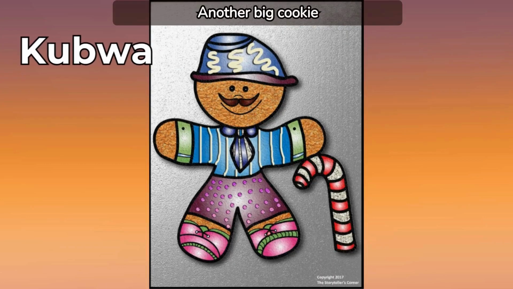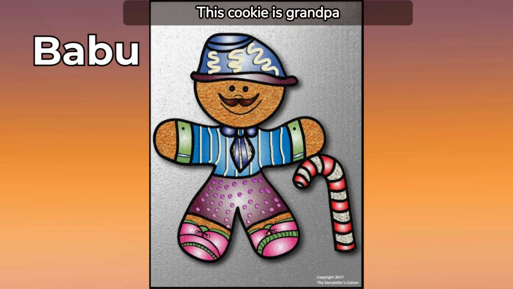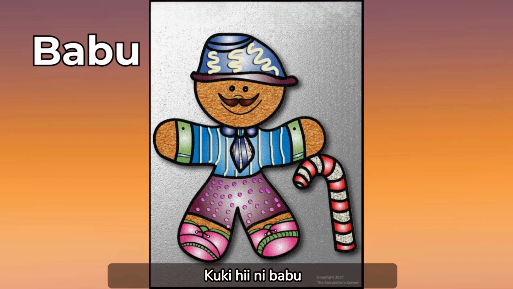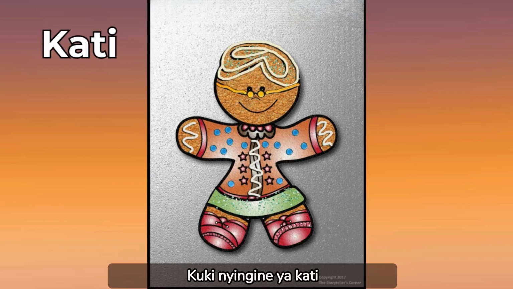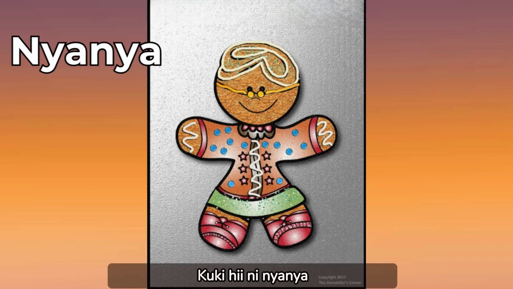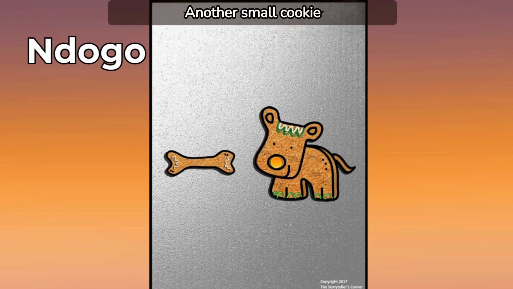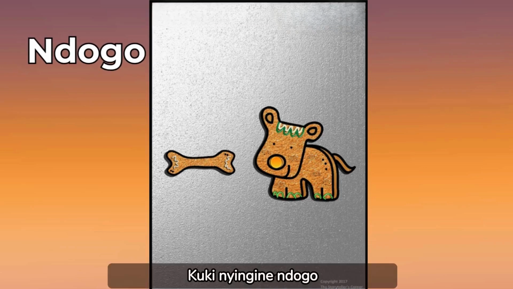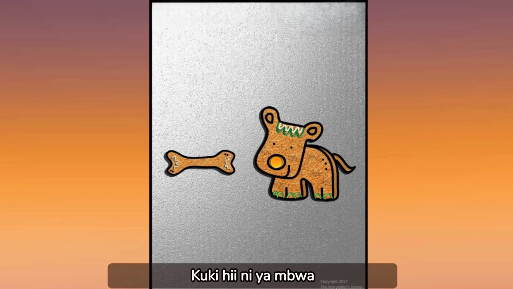Another big cookie. Kuki nyingine kubwa. This cookie is grandpa. Kuki hii ni babu. Another medium cookie. Kuki nyingine ya kati. This cookie is grandma. Kuki hii ni nyanya. Another small cookie. Kuki nyingine ndogo. This is the dog's cookie. Kuki hii ni ya mbwa.